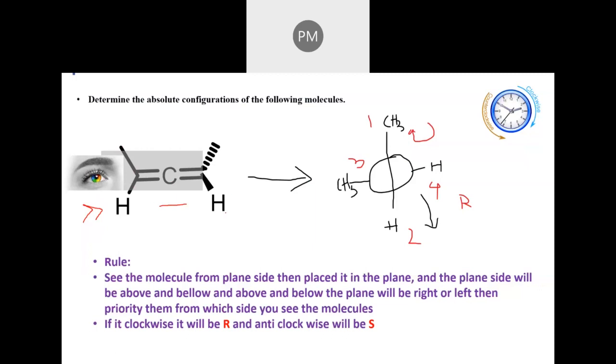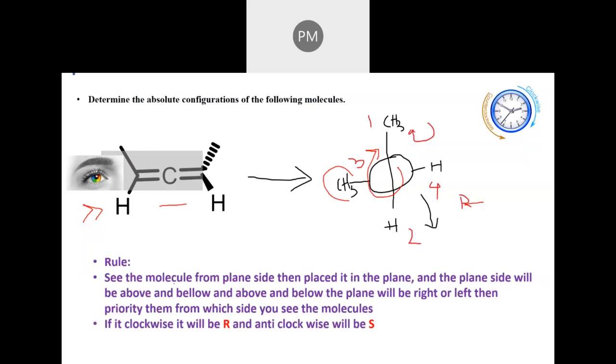On the left side, the methyl and hydrogen are placed. Methyl is above, hydrogen is below. And on the right side, there will be one hydrogen, so the right side hydrogen is here, and the methyl will be on the left side. So this one will be methyl. Now we have to find out the direction of rotation, 1, 2, 3. The direction of rotation is like that. So this direction is clockwise, so our configuration will be R configuration.